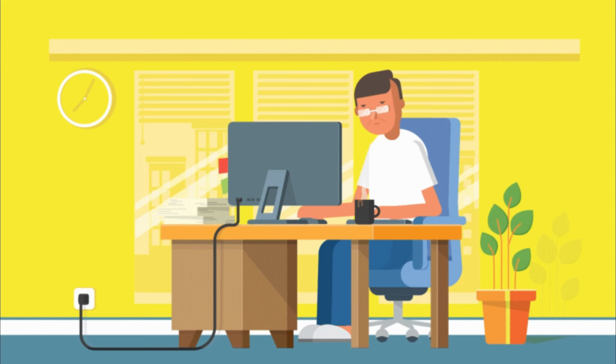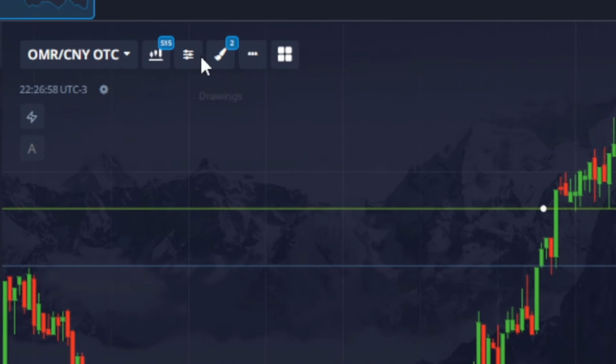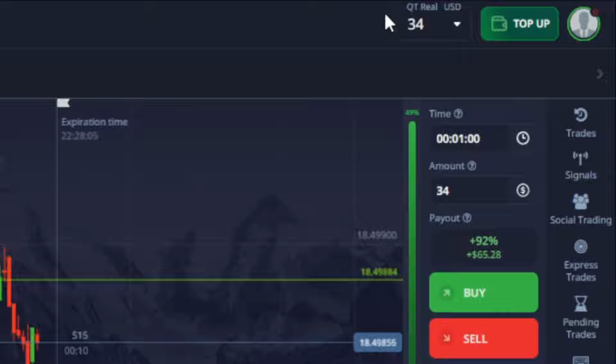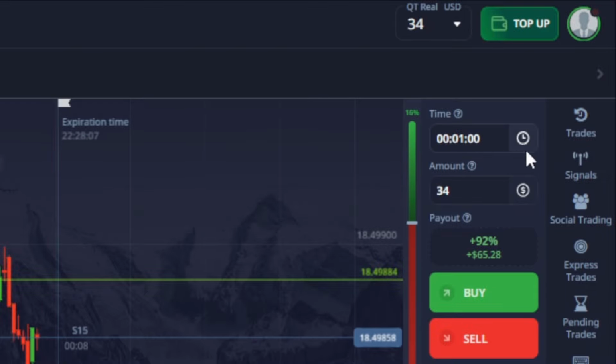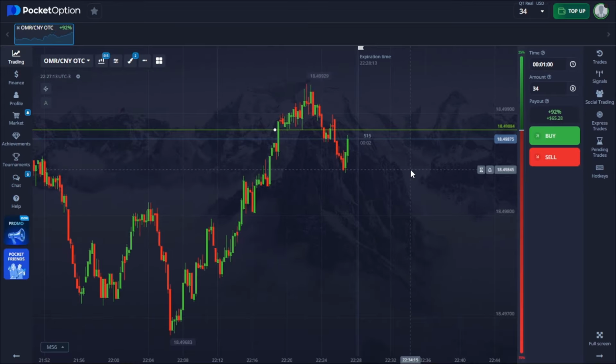Let's quickly start with the settings. Okay, first of all, the time frame and candles. Classic candles in 15 seconds. You're going to start with an amount of $34 with 1 minute expiration time. This strat is called 7 in favor.